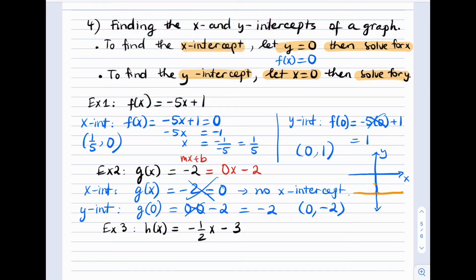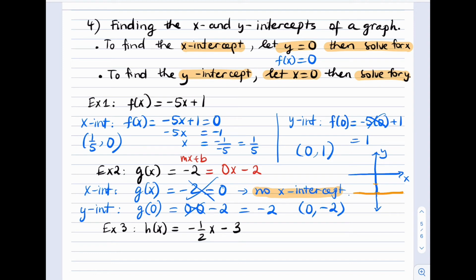Now remember, the x-intercept is the point where this orange graph, or the graph of a function, intersects with the x-axis. But look at this orange line here. It is parallel to the x-axis, which means it can never touch or intersect the x-axis. So therefore, it is consistent with what we said about no x-intercept, because it never touches, never crosses, never intersects with the x-axis.